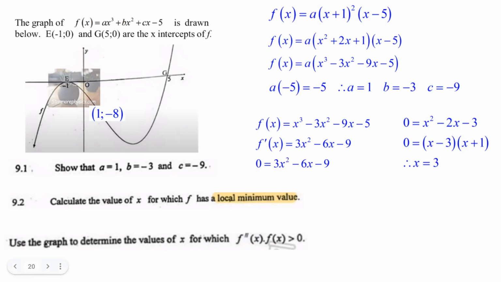Question 9.3. Now this one's a little trickier. Use the graph to determine the values of x for which f double prime of x times f of x is greater than 0. Now how are we going to do that? Well, here's the deal. f double prime, I've got to figure it out. So I take the derivative, I get 6x minus 6, and the point of inflection is at 1 and -8.